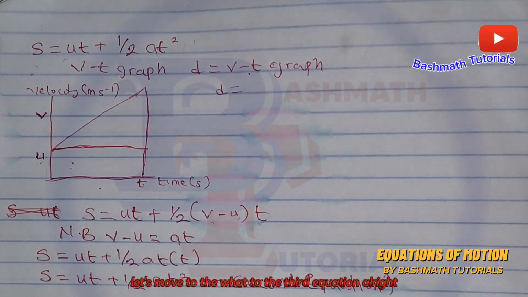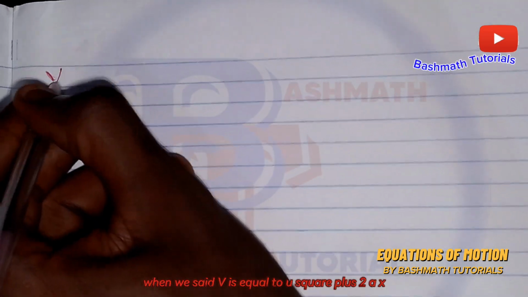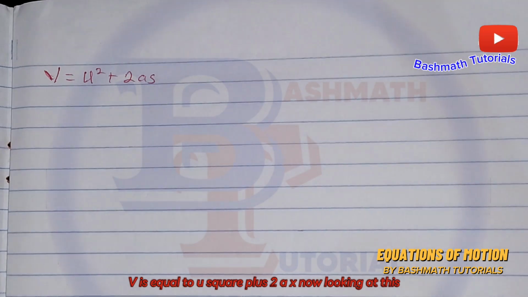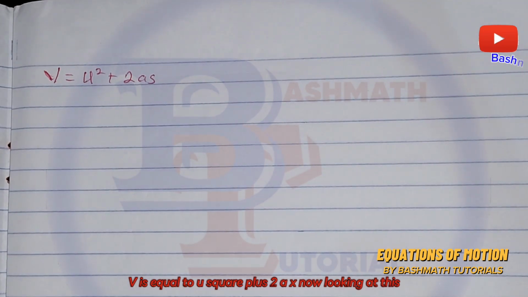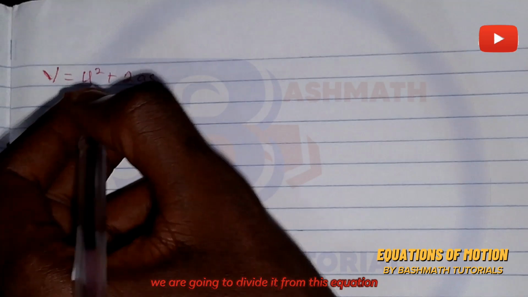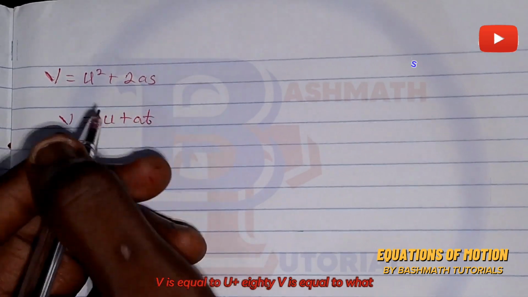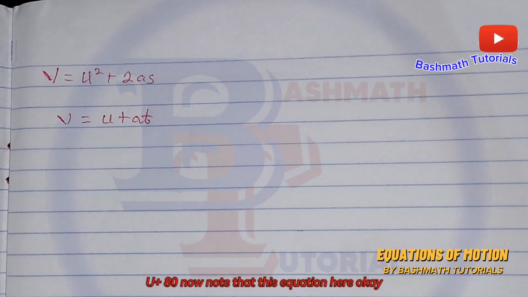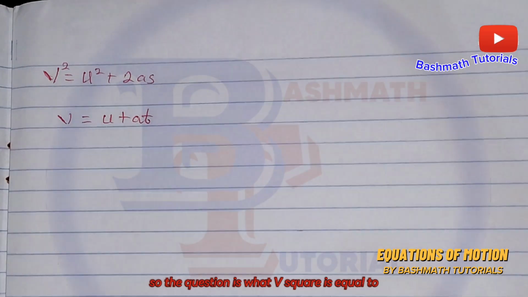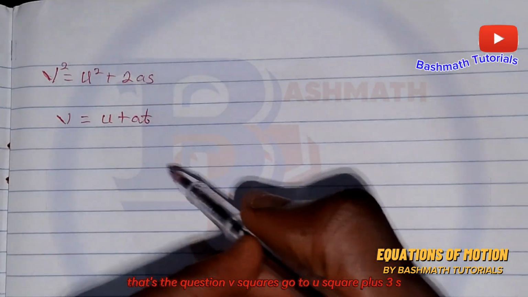Let's move to the third equation. The third equation we are looking at now is v squared is equal to u squared plus 2as. Looking at this, we can see that we have squares here, and to solve something like this, we are going to derive it from the equation v is equal to u plus at. That is, v squared is equal to u squared plus 2as.